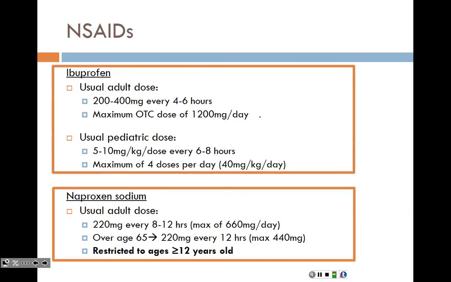Again, know the box doses and the max. Everything in the boxes is fair game. Naproxen does have an age restriction just like aspirin, and this is mostly due to the duration of action. So remember, naproxen is your long-acting agent. You dose it roughly every 12 hours, which is how long it lasts. And so usually you don't want to use long-acting agents in kids, just because if there was an overdose situation, it would take longer to clear that from the body.